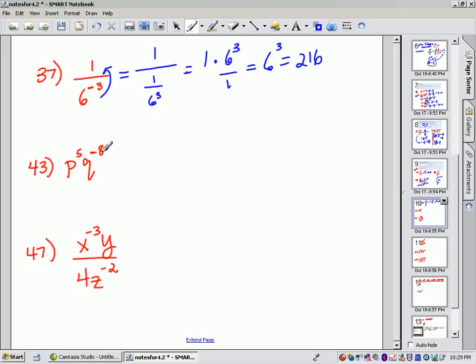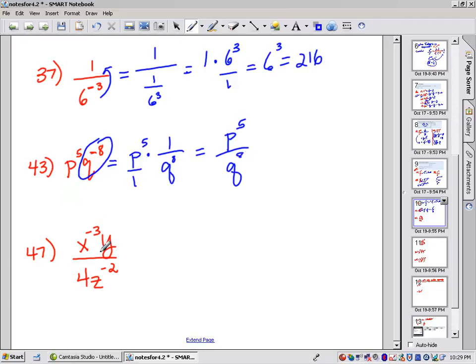p to the 5th times q to the negative 8, not really a whole lot to do there except to rewrite it without a negative exponent. And so p to the 5th is just itself. q to the negative 8 is 1 over q to the 8. Well, if we multiply these, think of p to the 5th as being over 1. So this is really p to the 5th over q to the 8th. Again, just confirming what we talked about earlier, that if you have a negative expression, if you move it across the fraction bar, move it down, it's going to change signs to become positive.